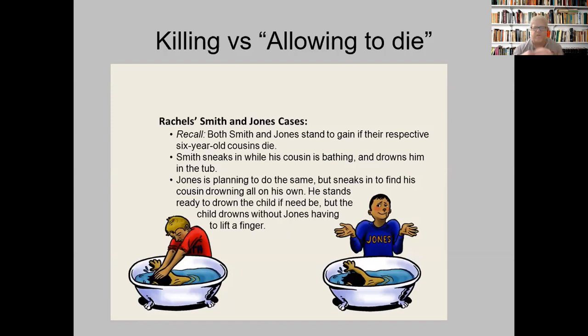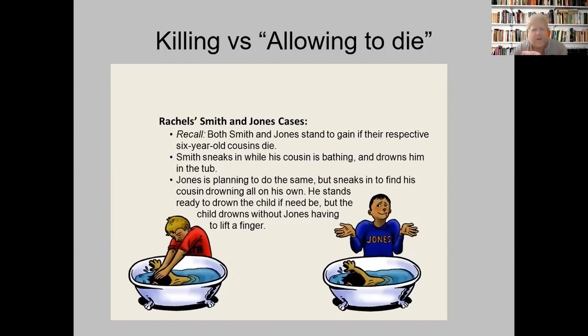Passive euthanasia is allowed, on the grounds, it seems, and this is true for the American Medical Association, that there's a fundamental and massive difference between killing and allowing to die.